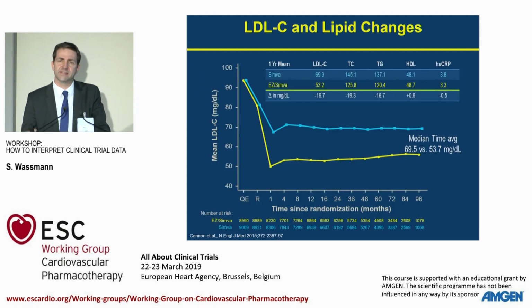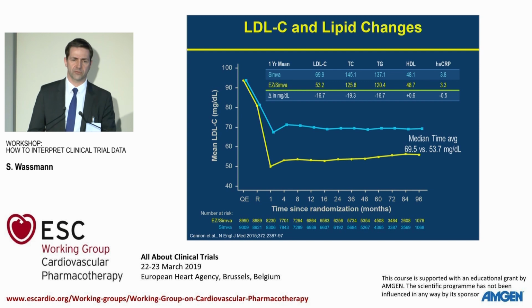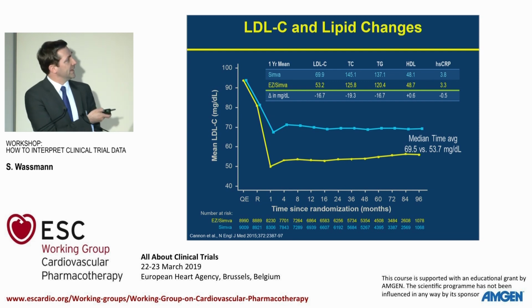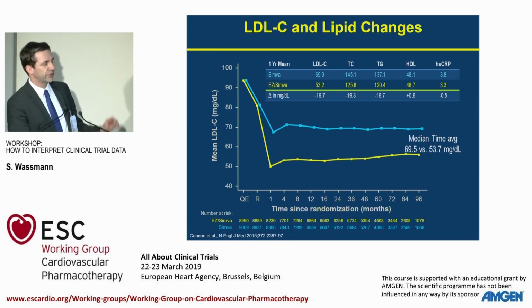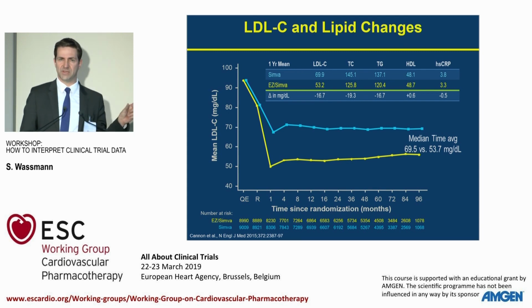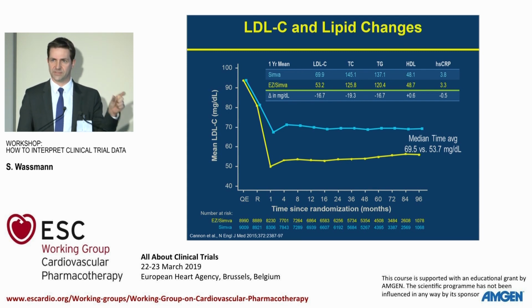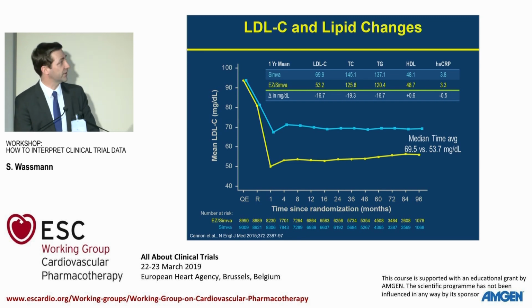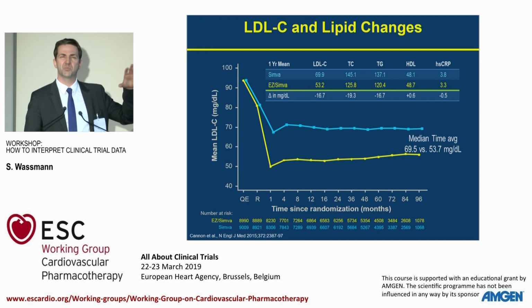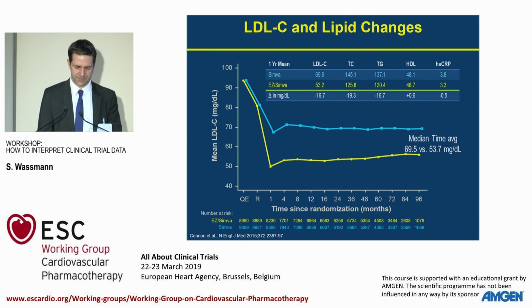So this is now the effect on lipids, on LDL cholesterol. You can see here a nice drop in LDL cholesterol in the Simva group and the ezetimibe plus Simva group. This is the median time average: 69 versus 53. So approximately a 16 to 17 milligrams per deciliter difference. This is also important to interpret the results. We were comparing pretty much the 70 goal with something lower, approximately 50.